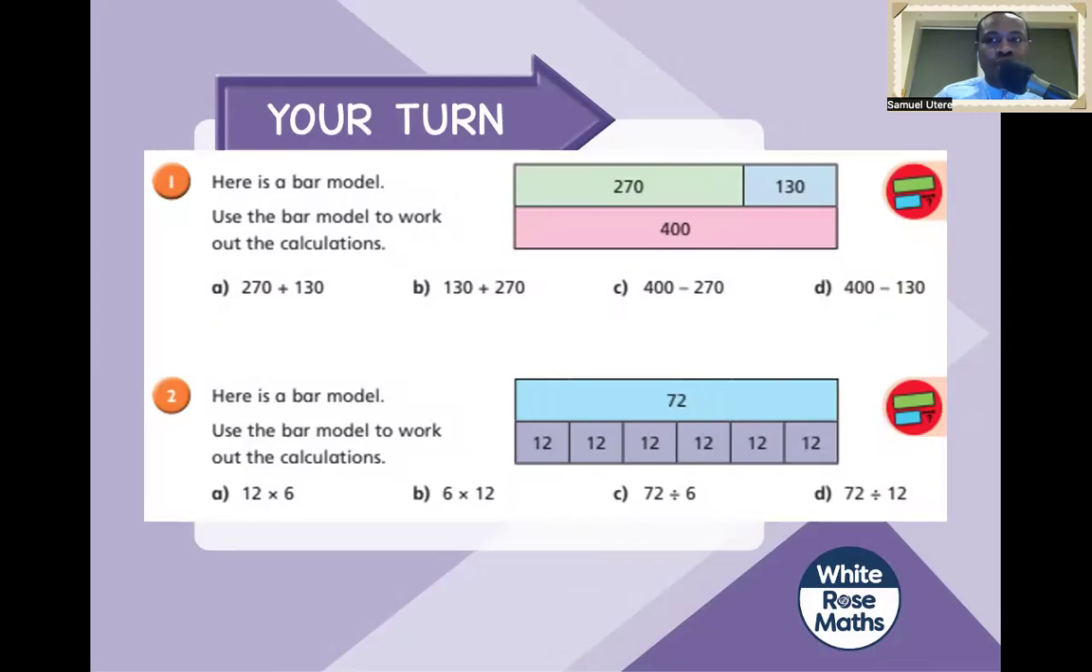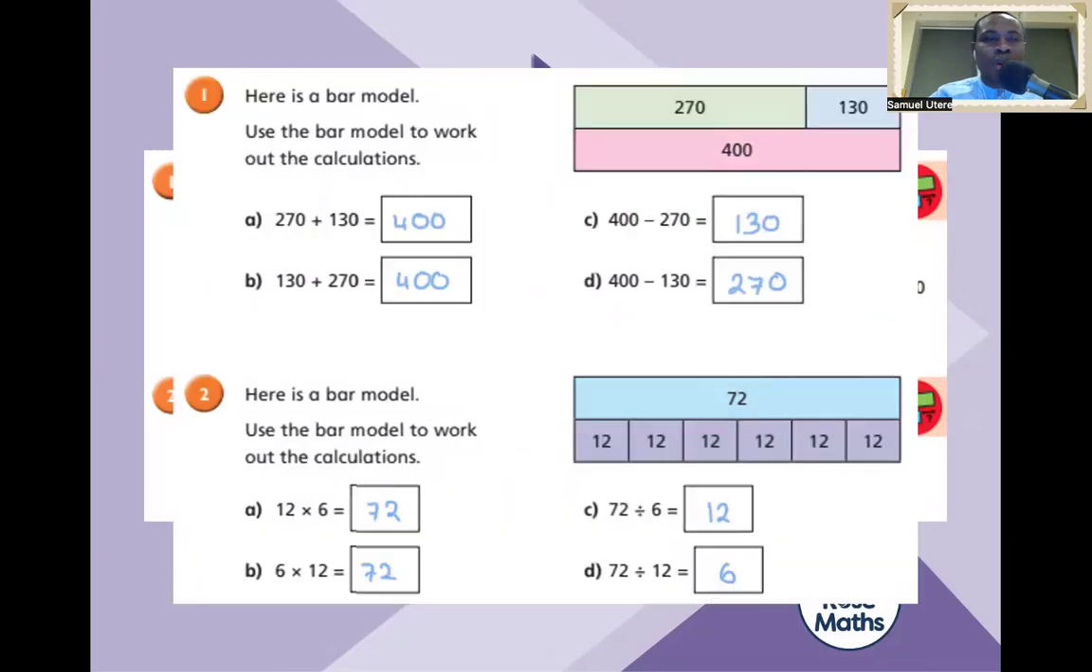Assuming you've paused the video and you've answered questions 1 and 2, here are the answers. Let's discuss them. So for question 1, you were asked, here is a bar model. Use the bar model to work out the calculations. And here are the calculations. So remember, for a bar model, we add the bars. And you can see that expressed in this calculation. So here we have 400 subtract 270. So these are the different calculations that we can deduce from the bar model.